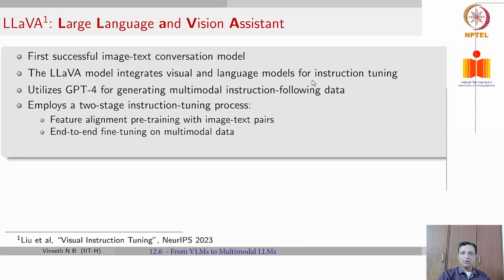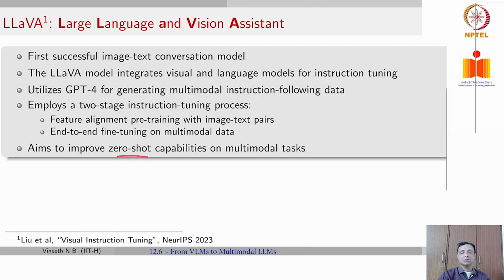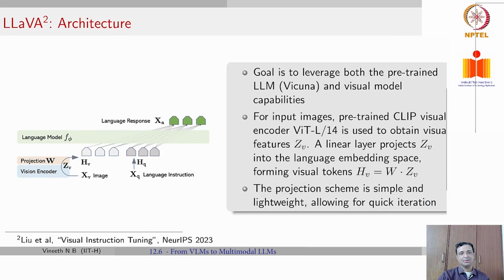And their notion of instruction tuning, they also call this visual instruction tuning, employs a two-stage process. In the first stage, they align their features with image text pairs, and in the second phase, they do end-to-end fine-tuning on the multimodal data. Their overall objective is to improve zero-shot capabilities on multimodal tasks. Here is their overall idea and architecture. The goal is to leverage a pre-trained LLM.